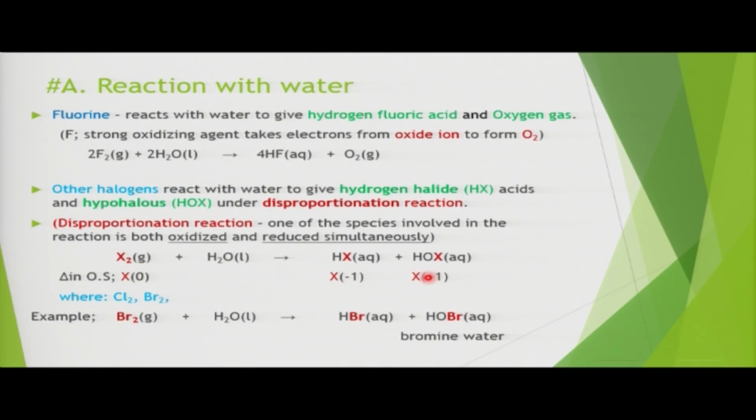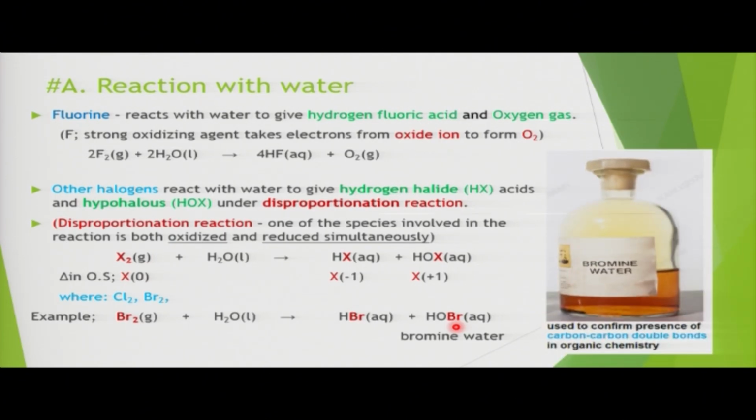Whereas in this bromine water, or what we call the hypobromous acid, the presence of oxygen, which is more electronegative, makes bromine lose an electron to oxygen, as you see in here. So its oxidation state becomes +1. In this case, we have bromine being reduced because it gained an electron in the HBr, and being oxidized because it lost an electron in HOBr. That is what we call a disproportionation reaction.